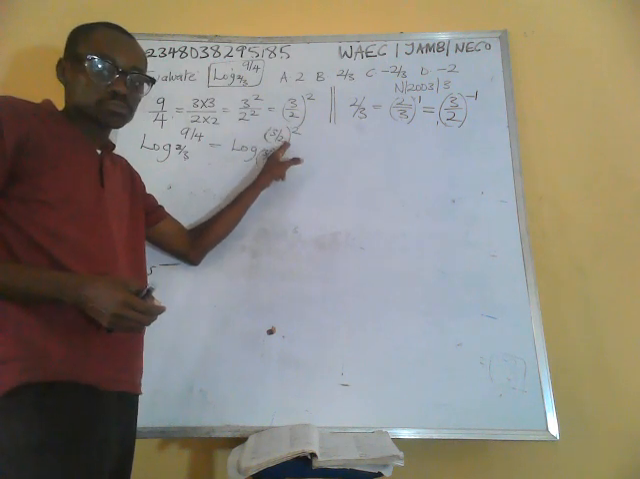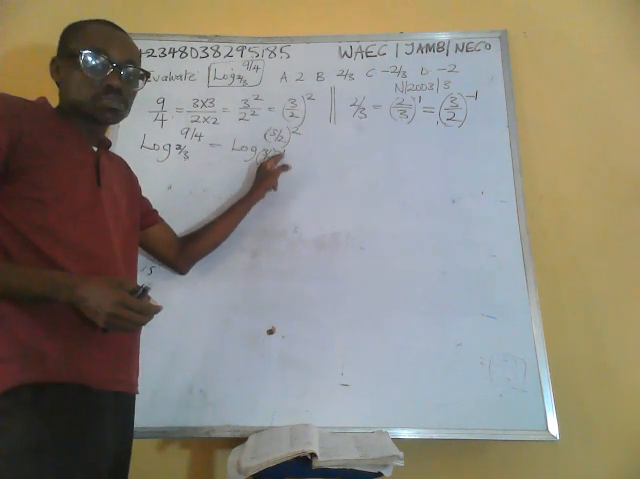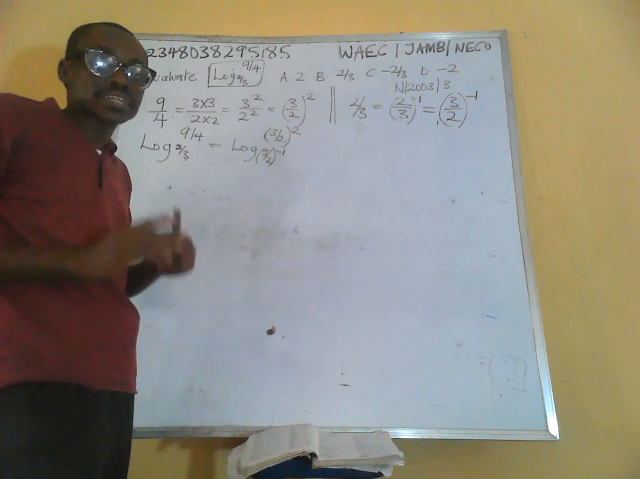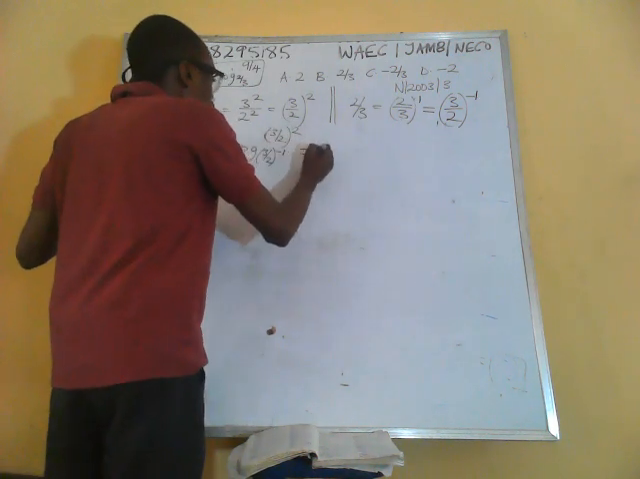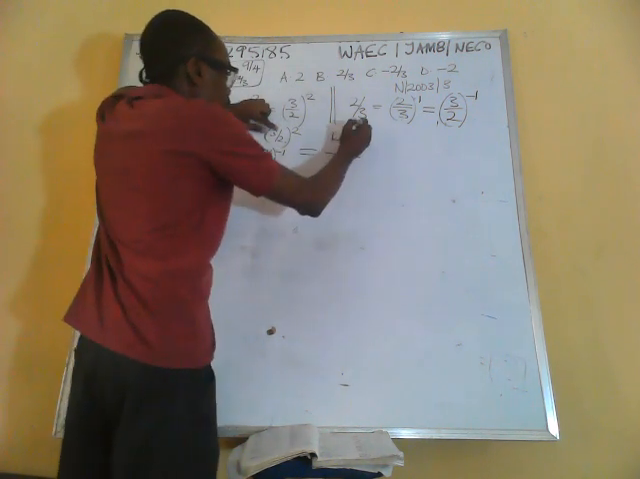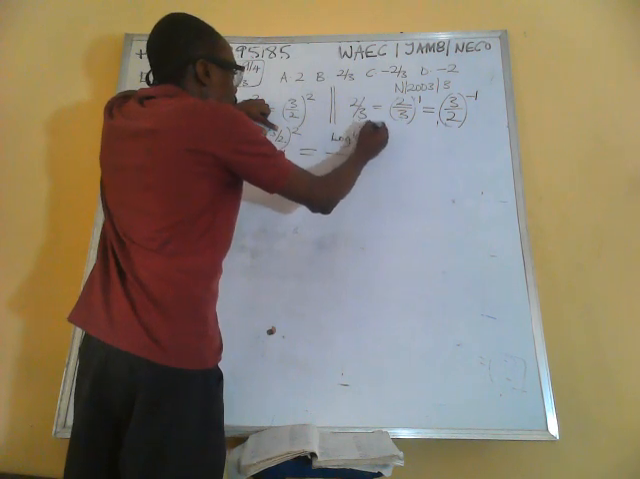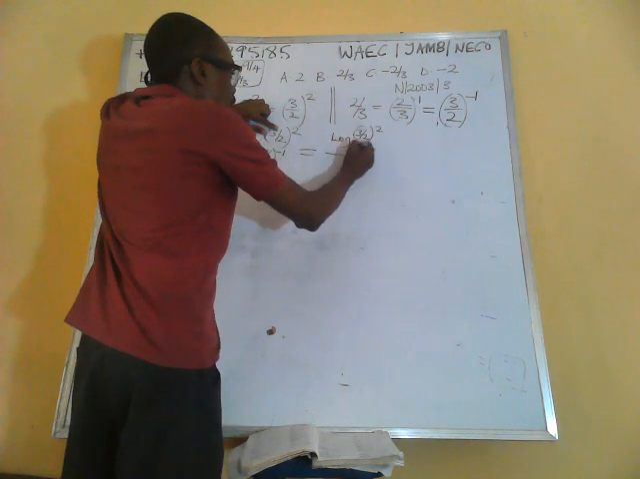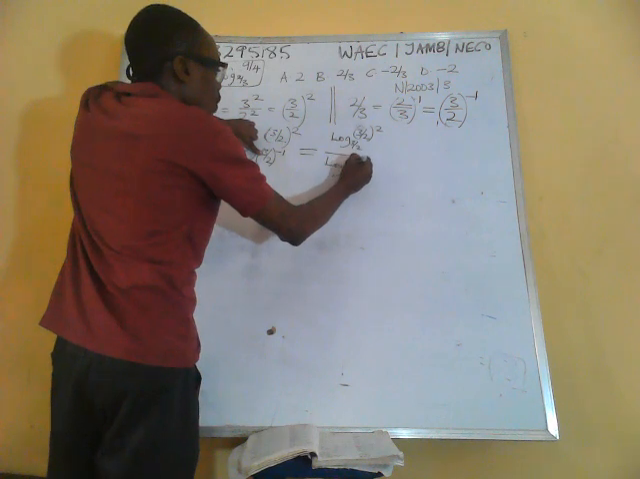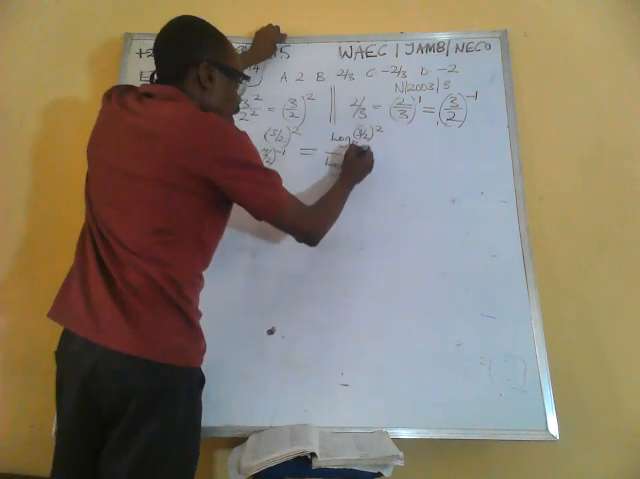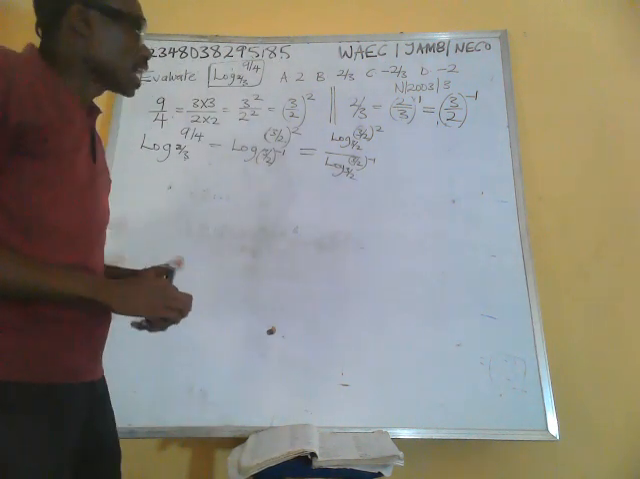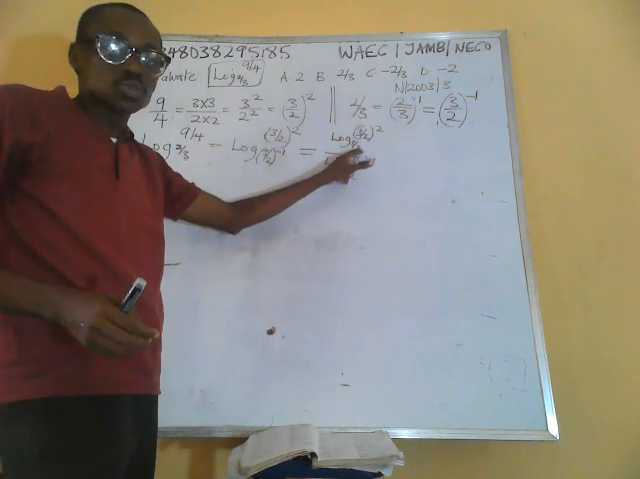The base here is 3 over 2. Over here, this is 3 over 2 raised to power minus 1. The base is still 3 over 2. So what we're going to use as our change of base is the number 3 over 2. So this is going to be written as, at the top, we have log of 3 over 2 raised to power 2 base 3 over 2. Then below, we have log of 3 over 2 raised to power minus 1, then base 3 over 2. So we've actually used 3 over 2 to change our base.